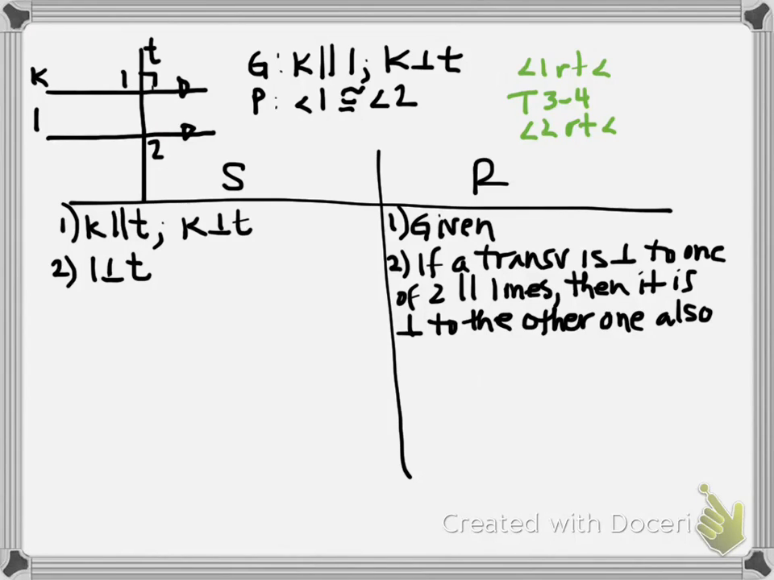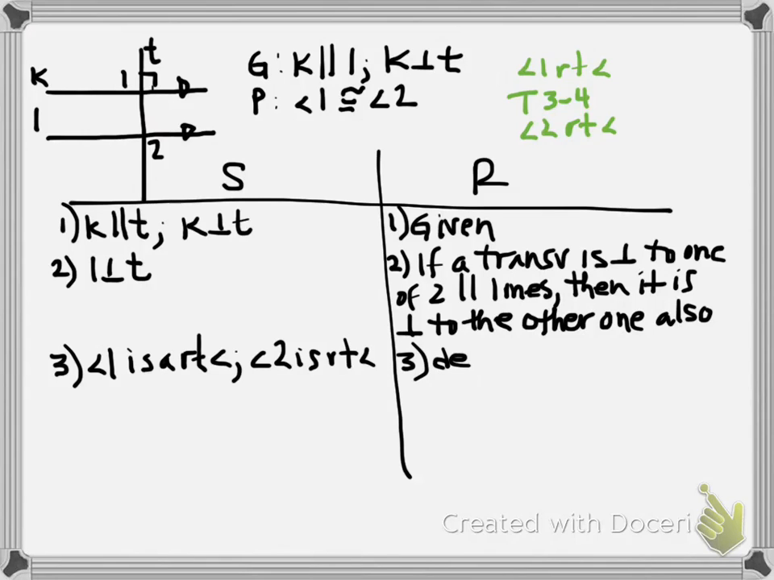All right, now that I have both of the lines being perpendicular, and remember this is the other thing, your statement and reason numbers need to be directly across from each other so that your proof makes sense. So I can get that angle 1 is a right angle, and angle 2 is a right angle. And that would be definition of perpendicular lines.